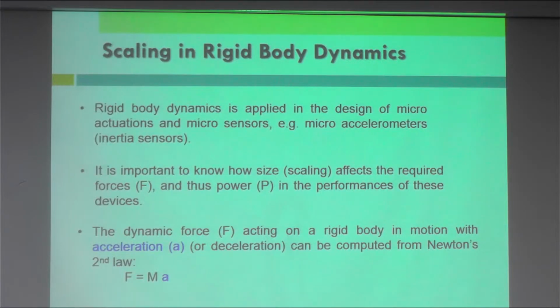So rigid body dynamics is applied in the design of micro actuators and micro sensors. And it is important to know how size, as mentioned, affects the required forces and thus power in the performance of this device. So we are familiar with this equation, F equals ma, where a is acceleration. So this is the normal rigid body in motion. Acceleration can be computed from Newton.